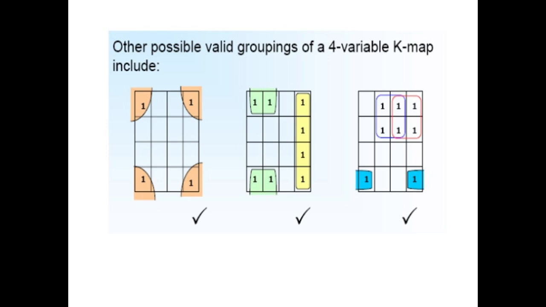The other possible valid grouping of a 4 variable K map is, we can map the corner ones, because when we are folding, they can be considered as adjacent ones. When we are folding the paper, or folding the map, we can consider the corners as adjacent ones.